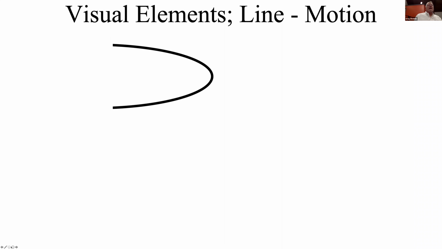Motion, this is pretty basic. So what does this make you think about?